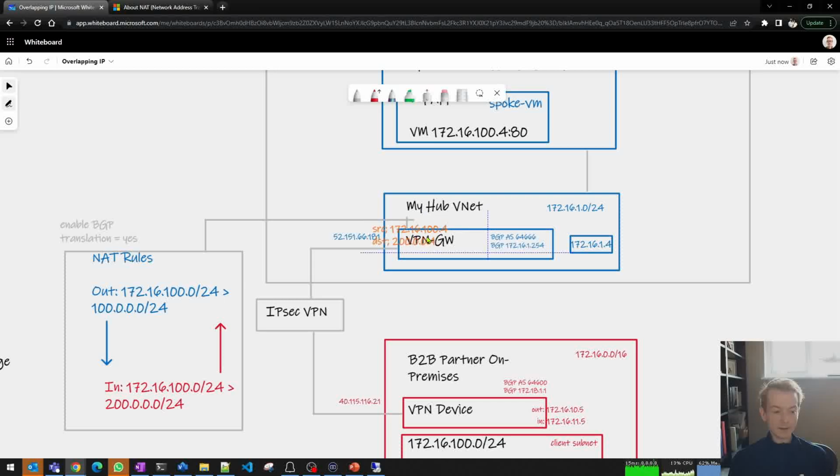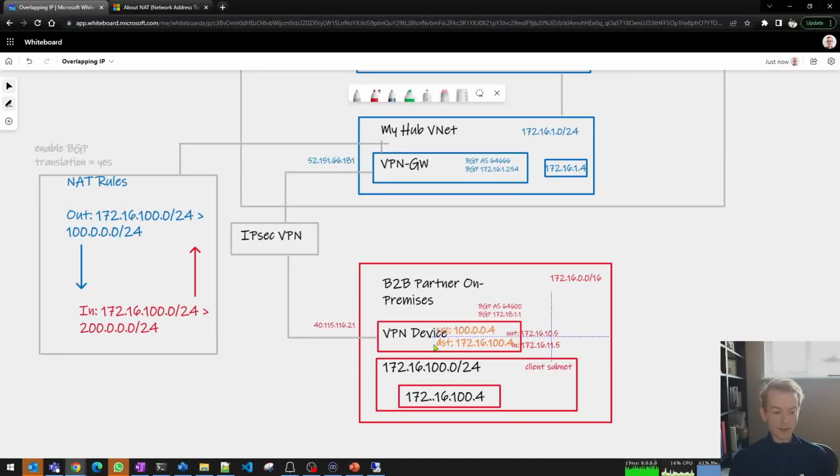The VPN gateway gets the packet. Again, it enters the NAT rules. The source gets flipped and the destination gets flipped. The packet travels along the IPsec tunnel, hits my on-prem device, and the on-prem device says, oh, okay, I need to deliver that packet to my host with the 172 address, and it's returned to the on-prem client, sourced from the 100 range, and that makes sense to the on-prem client because that's where it originally sent a packet, and everything works at the networking layer.